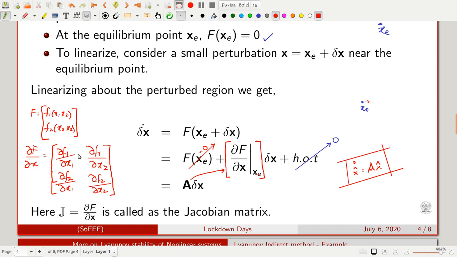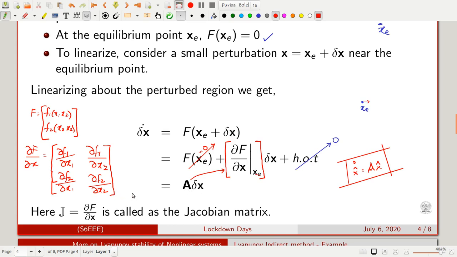If we have n terms, the diagonals would be ∂f1/∂x1, ∂f2/∂x2, ∂f3/∂x3, etc. And the other terms would be ∂f1/∂x2, ∂f1/∂x3, and it would go on like that. Okay, so it's easy to form the Jacobian matrix. This is called the Jacobian matrix, and we have to evaluate it at the equilibrium point to find out the A matrix.